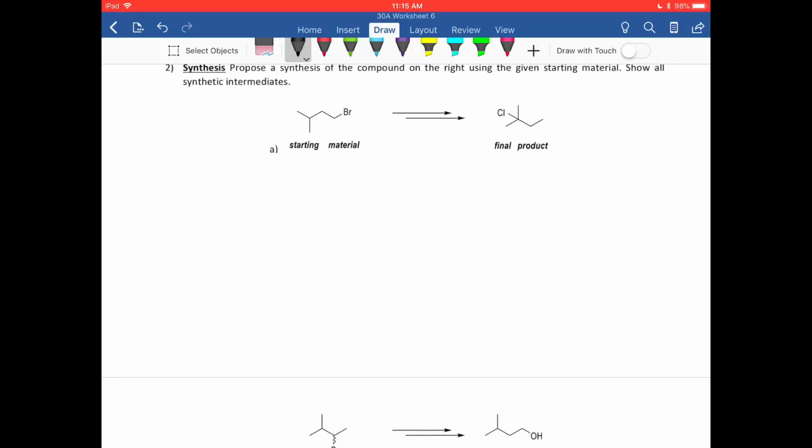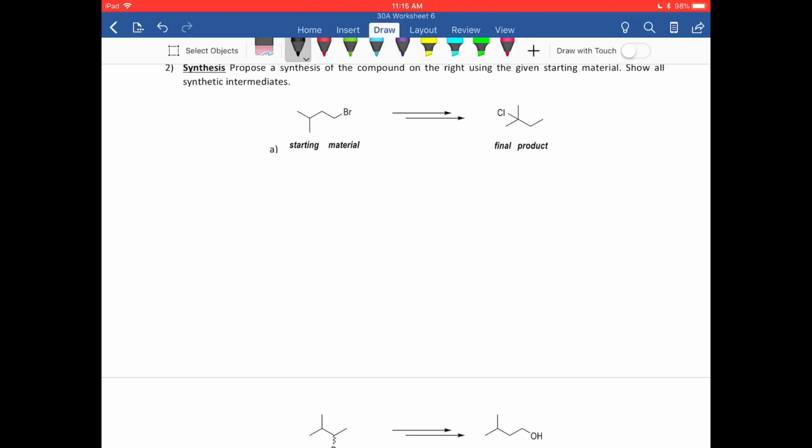Okay, so the next part of the worksheet has to do with synthesis problems, and this is something we'll get a lot of practice with, especially once we get into the alkyne chapter. So what synthesis problems are is I give you a starting material that I want you to start with, and then I give you a final product. So what you want to do is select a sequence of reactions that you've learned so far that could take your starting material and convert it into the final product.